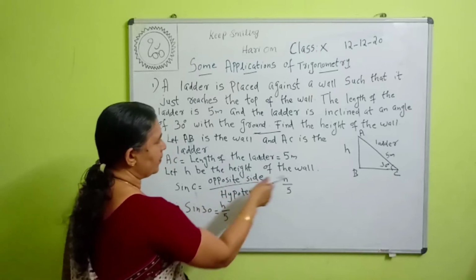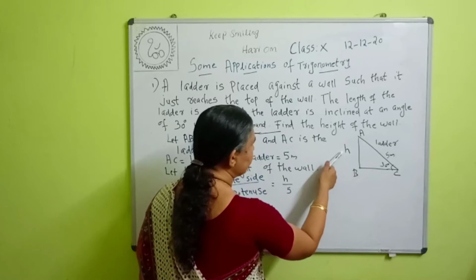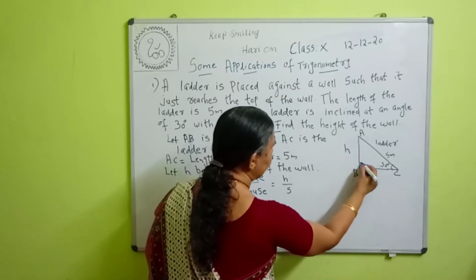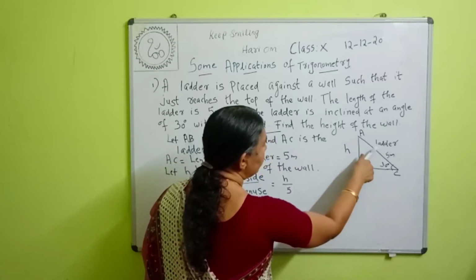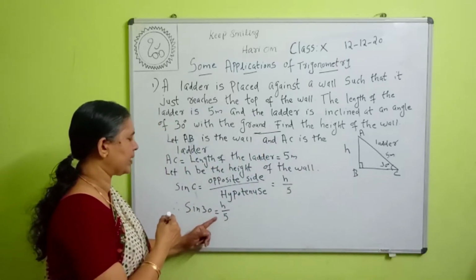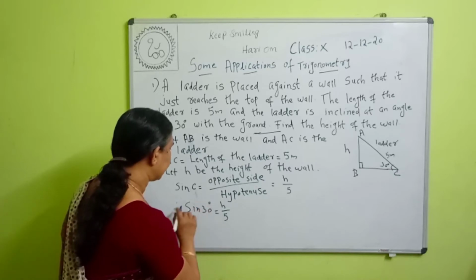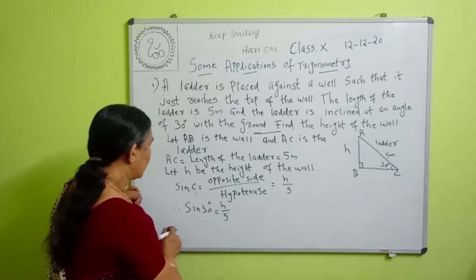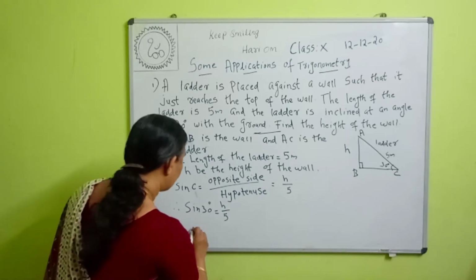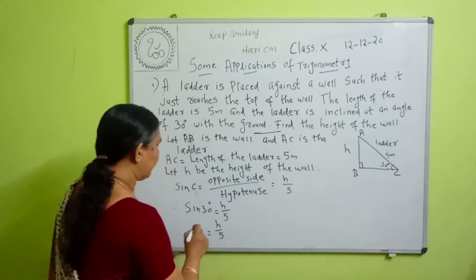Here the angle is 30 degrees and the side opposite to this angle is H and the hypotenuse is 5. This is a right angle triangle. So sin 30 is equal to opposite side by hypotenuse, that is H by 5. Then what is the value of sin 30 degrees? Adhisesh, what is sin 30? It is equal to 1 by 2. So 1 by 2 is equal to H by 5. Then what is H?